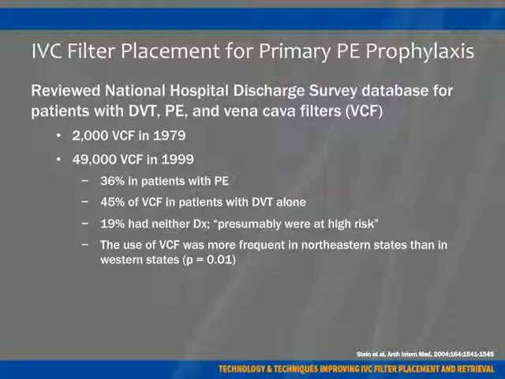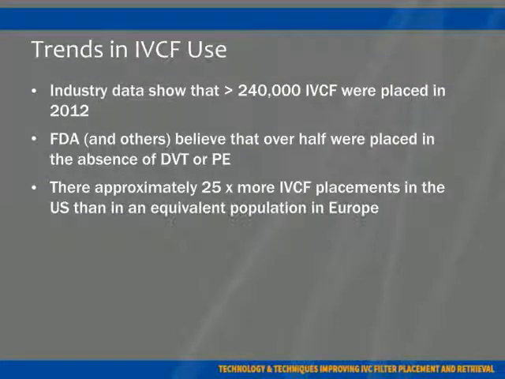But to show you this, in 1979, in the United States, 2,000 filters were placed. By 1999, 49,000 filters were placed. But what's interesting is the indication for filter placement by our FDA is pulmonary problems with pulmonary embolism, can't be anticoagulated, failure of anticoagulation. But of all the filters that were put in 1999, only 36% had PE. Only 45% had DVT alone. And 20% of the patients who got a filter had neither DVT or PE, which is kind of an interesting thing. What's happened since then?